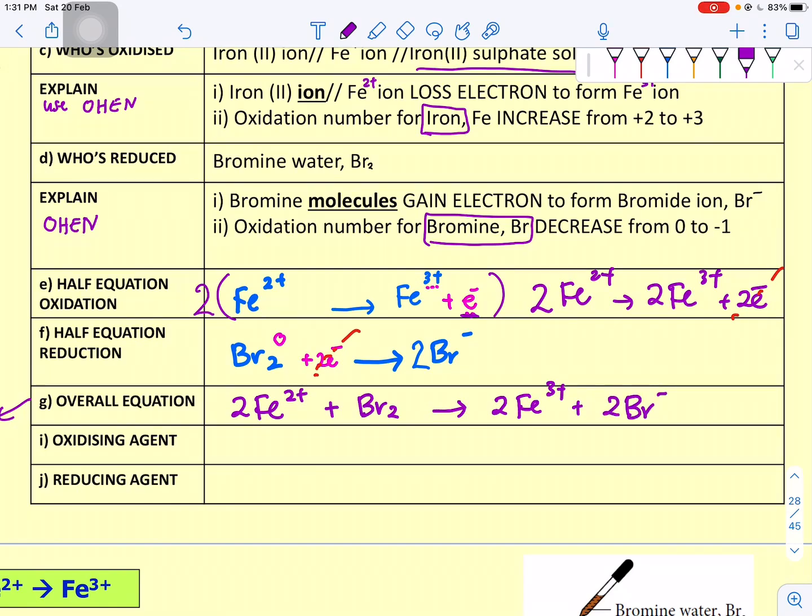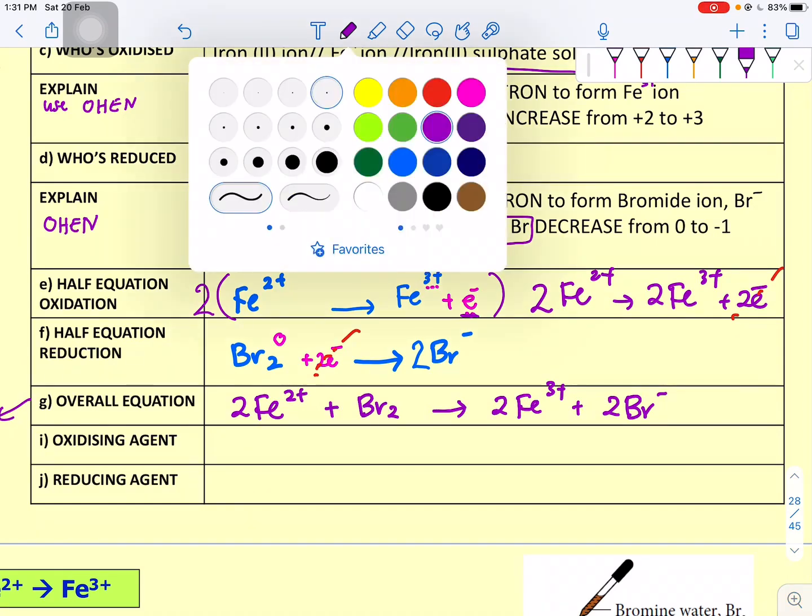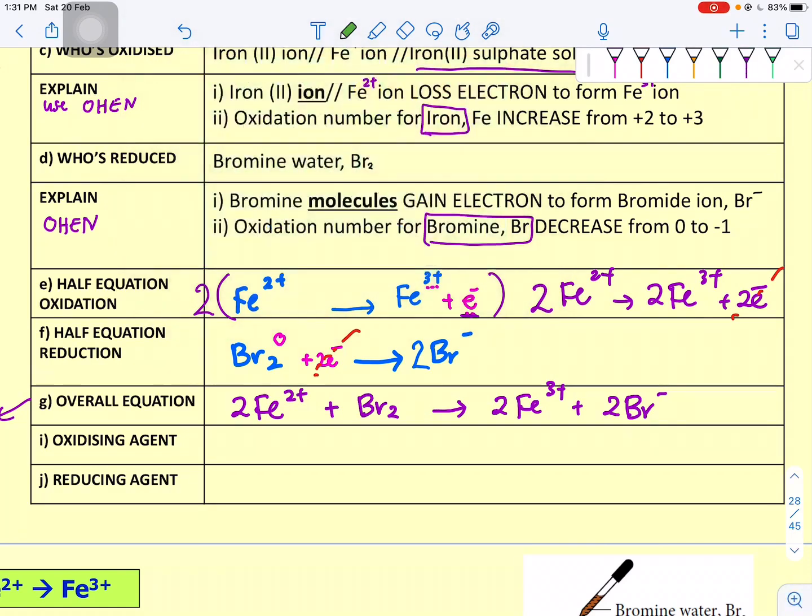Okay, so if you want to check whether your equation is correct, you can. How to check? We can look at the total charge. So 2 times 2 is positive 4. Positive 4 plus 0, meaning the left side is worth positive 4. The right side, 2 times positive 3, so it is positive 6. Positive 6 plus negative 2. So same, both left and right are positive 4. So it is already balanced. An overall equation that is balanced. So it is correct.